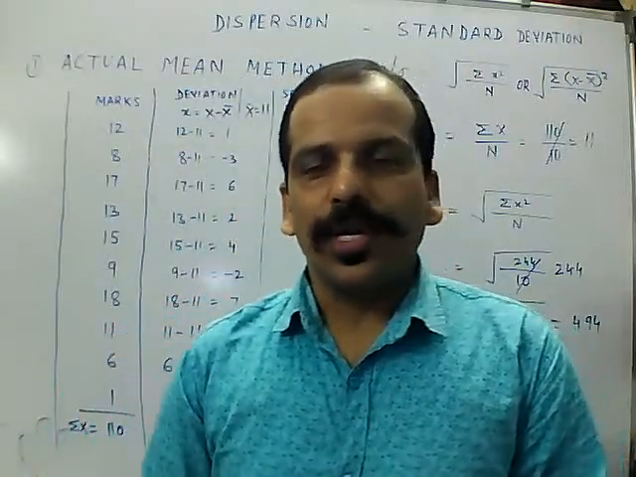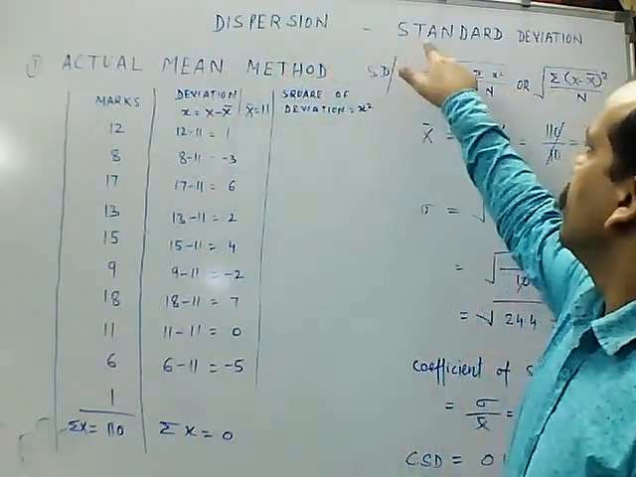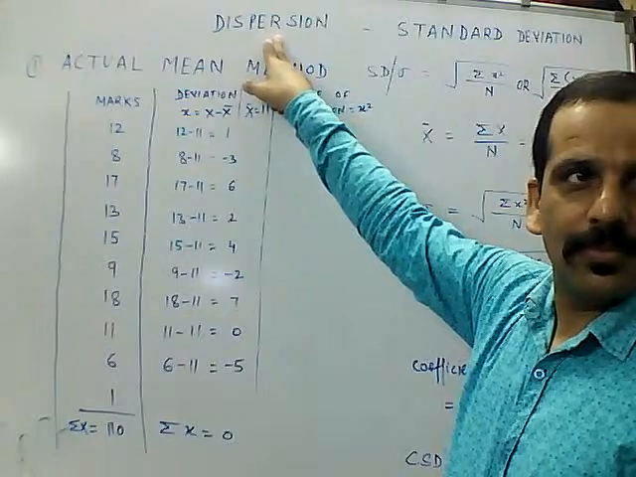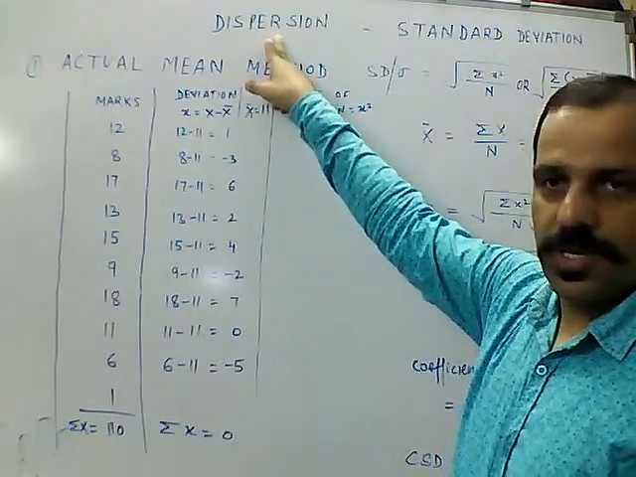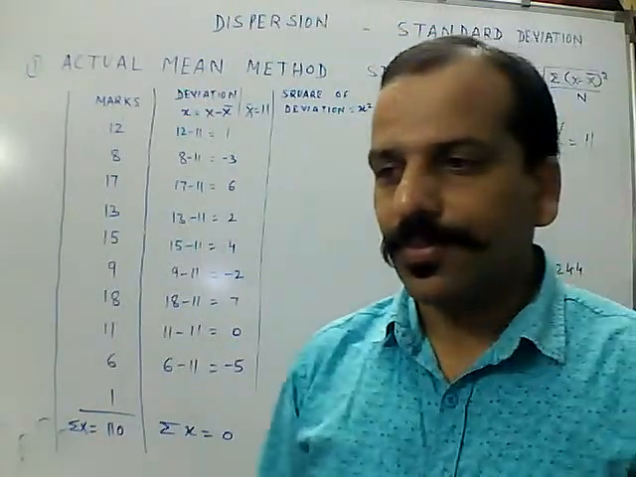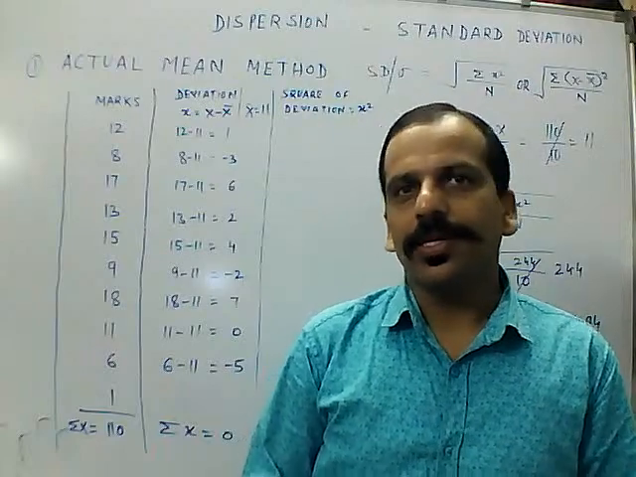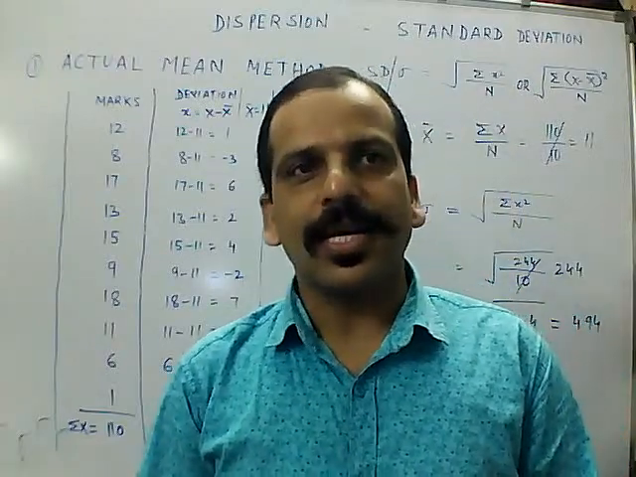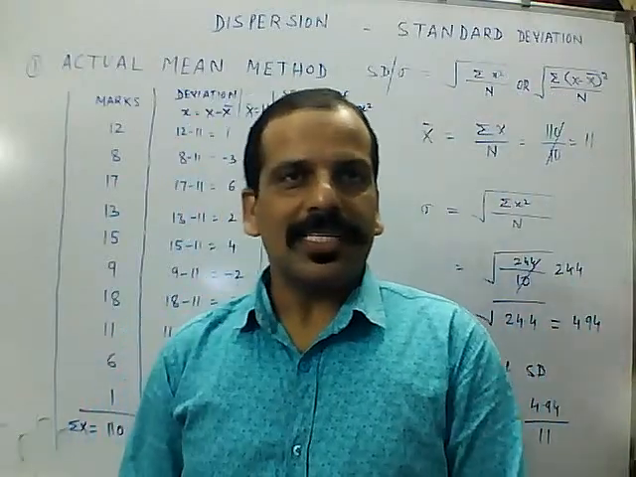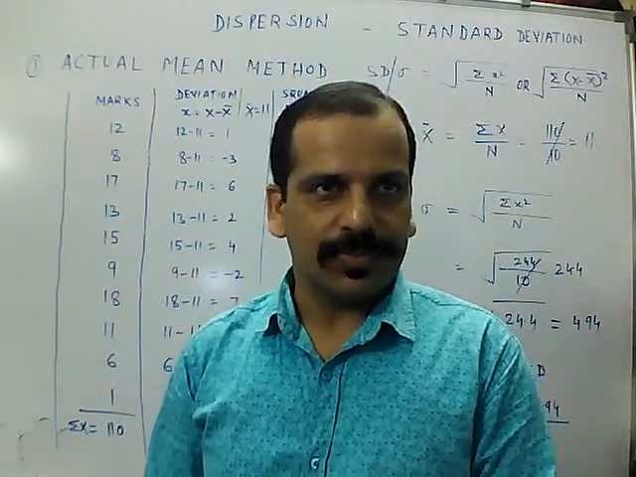Okay, the topic for the day is dispersion, standard deviation. Next chapter or unit, dispersion. In dispersion, we have standard deviation. Few more topics were there, but this time CBSE has removed them. So only one topic is there, that is standard deviation, and you have to calculate standard deviation in absolute and in relative terms.